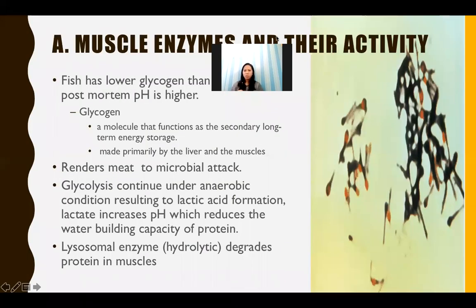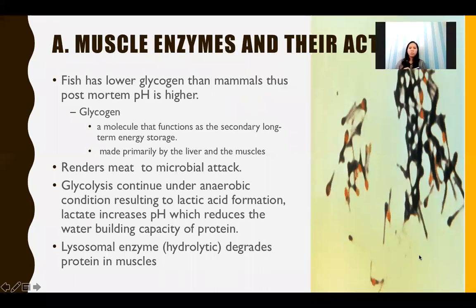Glycolysis continues under anaerobic condition resulting to lactic acid formation. So, lactate increases pH which reduces the water binding capacity of protein. So, ito na yung nangyayari if namamatay na yung isda, pumapasok na yung glycolysis. If glycolysis happens, nagkakaroon tayo ng lactic acid formation, nagpoproduce siya ng lactate. Pinapataas niya yung pH at kung mataas yung pH, mas lumiliit yung presence ng water sa body ng isda.